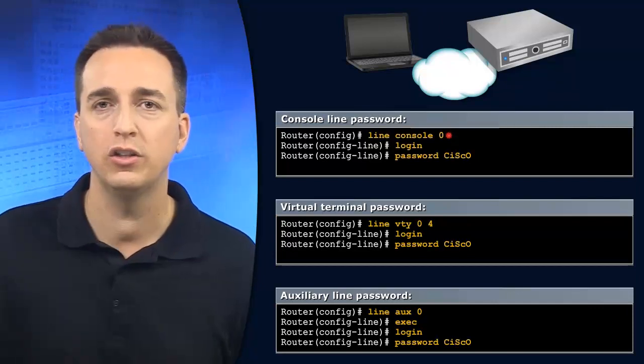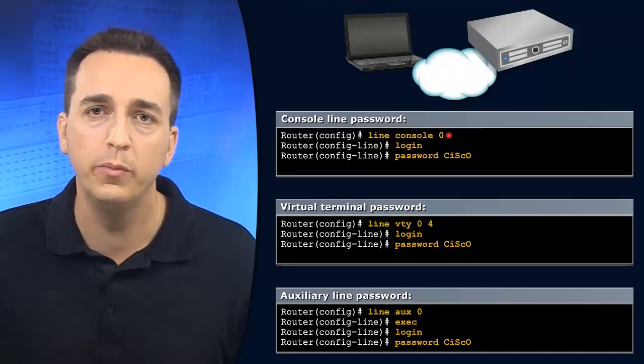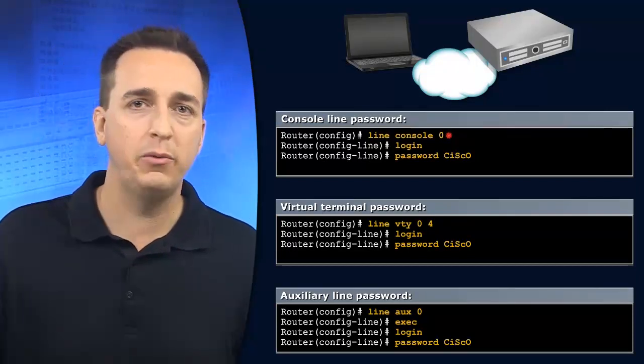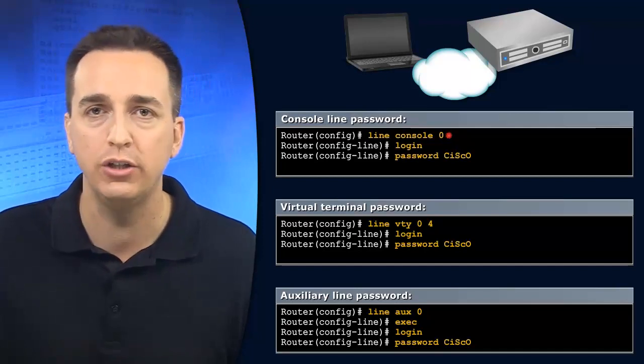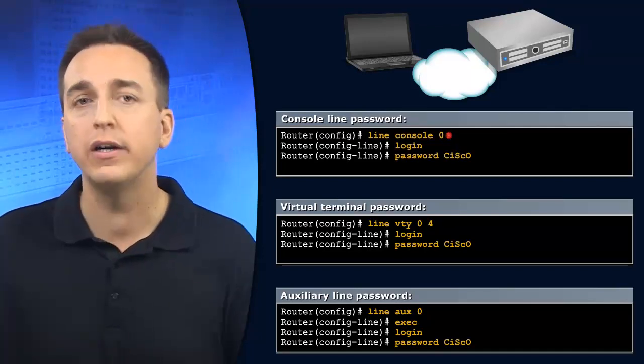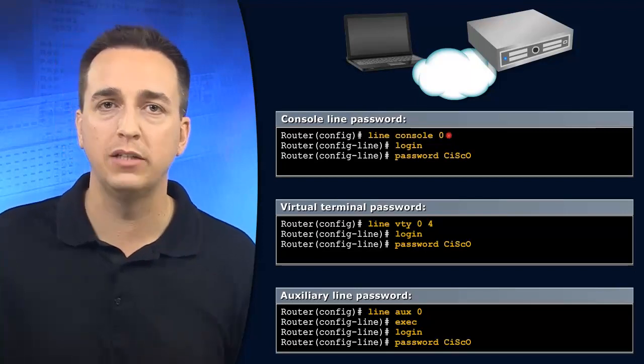They think, well, the console port is a physical port. Since my router is locked in a secure room, there's no way that somebody would ever be able to access the device via the console port. You shouldn't have that attitude. Security is very, very important. So therefore, set up at least a line password on the console.